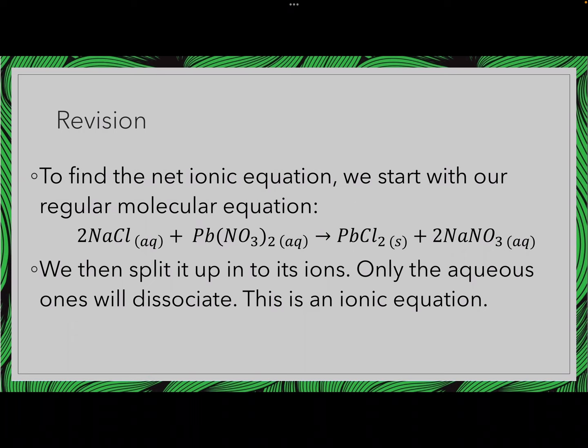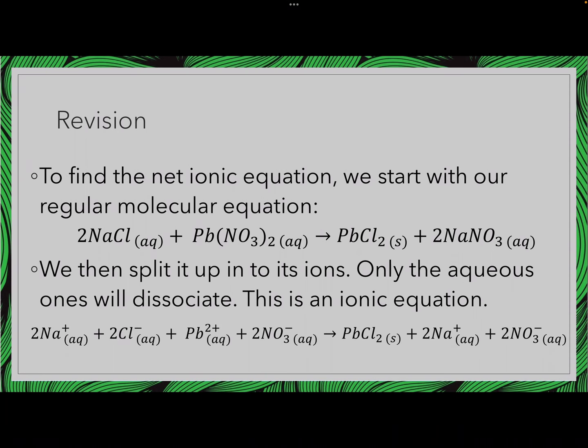Now, we can split it up into its ions. Everything that's aqueous will dissociate, and it'll leave the ions in solution. Just like we did earlier on in the lesson where things dissolve, we have that solvation shell, things go into solution as the ions. So we end up with this: 2 sodium ions, 2 chloride ions, a lead ion, 2 nitrate ions, all in solution. We mix them together, we get lead chloride solid, sodium ions, and nitrate ions. This is what we call an overall ionic equation, or just an ionic equation.